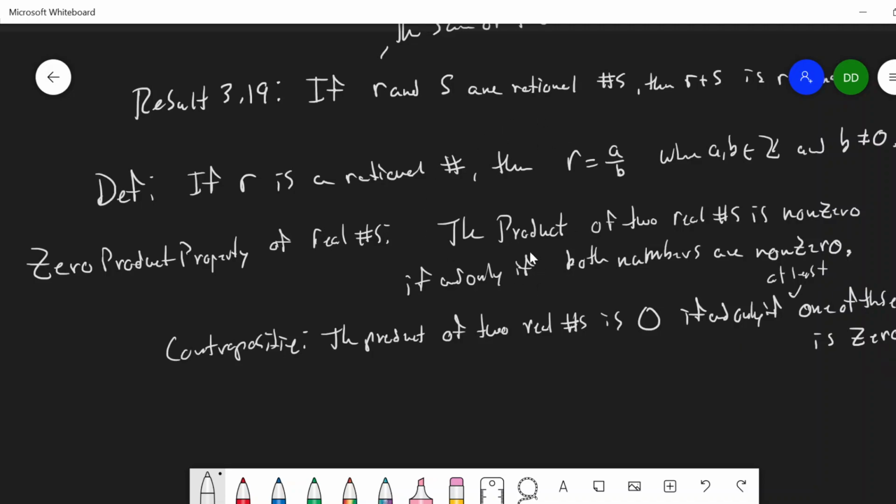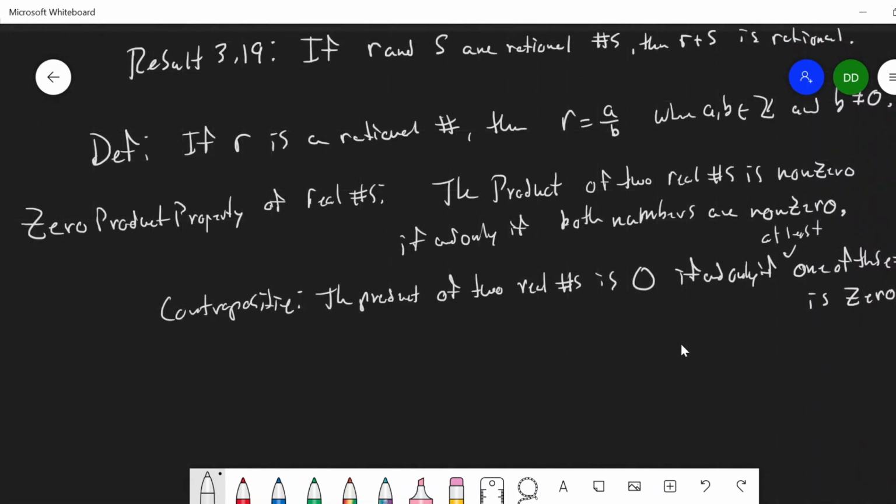So I'm going to use this along the way. In particular, I'm going to need to show that my denominator is not equal to 0 to conclude that R plus S is rational. And my denominator is actually going to look like a product of two integers. And so I'm going to need to show that that's not equal to 0. I'm going to need to use this zero product property. So let's talk strategy.